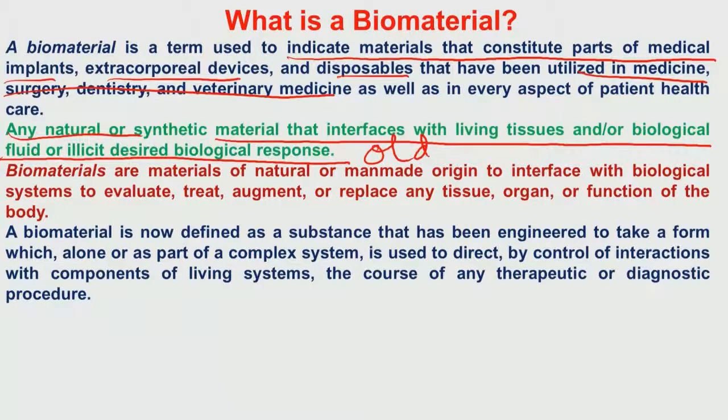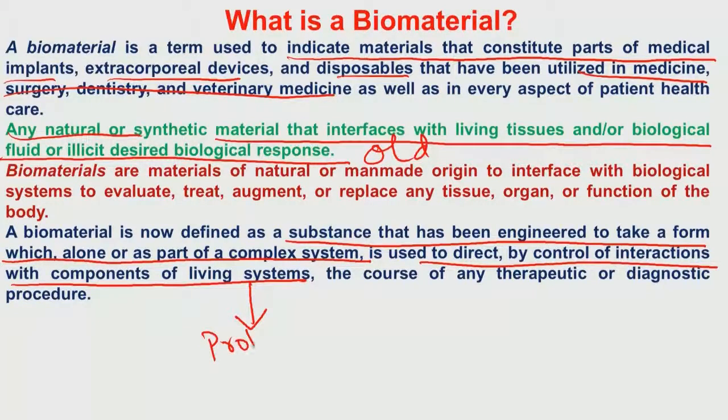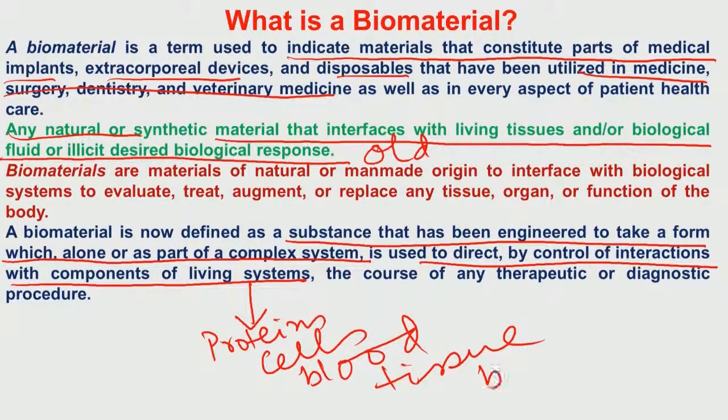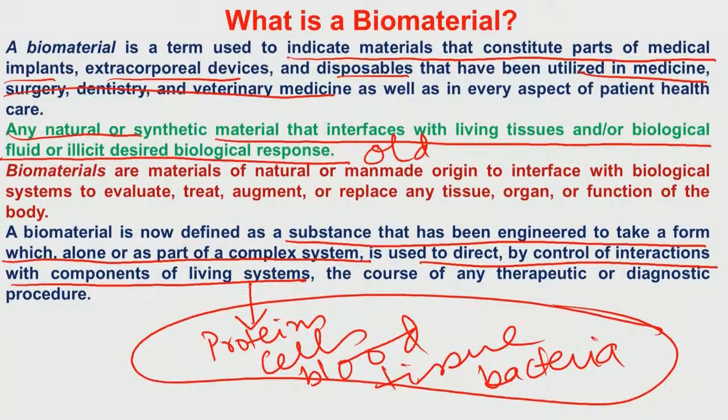Some modern definitions include: a substance that has been engineered to take a form which, alone or as part of a complex system, is used to direct, by control of interactions with components of living systems. By components of living systems we mean proteins, cells, blood, tissue, as well as bacteria. So, once a material is implanted in a living system, it has to interact with the proteins. Protein adsorption is a precursor to cell adhesion and cell proliferation. Then blood: it should have good blood compatibility or hemocompatibility, and tissue compatibility.